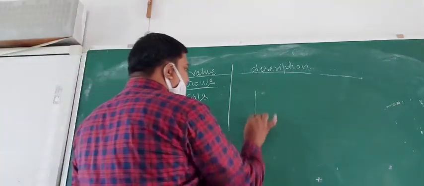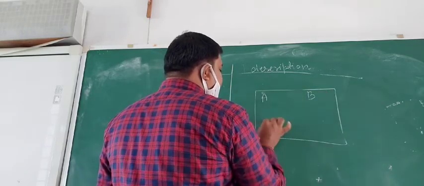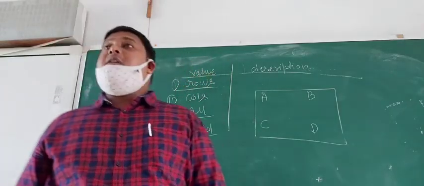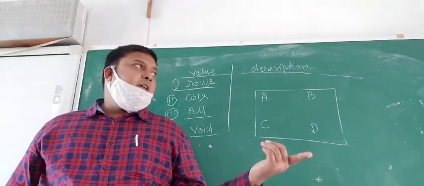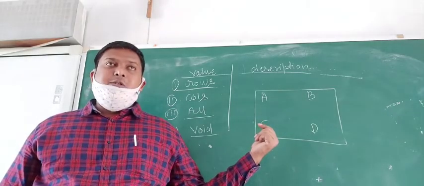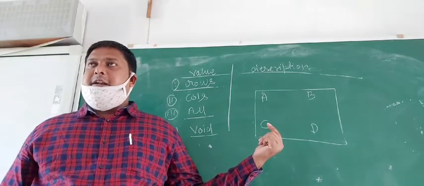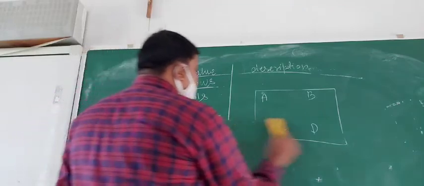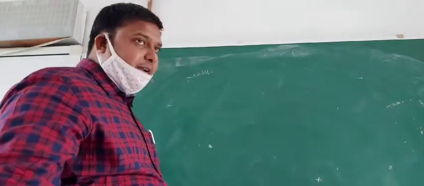For example, if the table is like that, A, B, C, D, what will be the values of frame and rules? Both are wide. Frame value, box. Frame value and rules value. Is it clear? Any doubt? No doubt. So now you have to write the code of the following tables that I have given you.